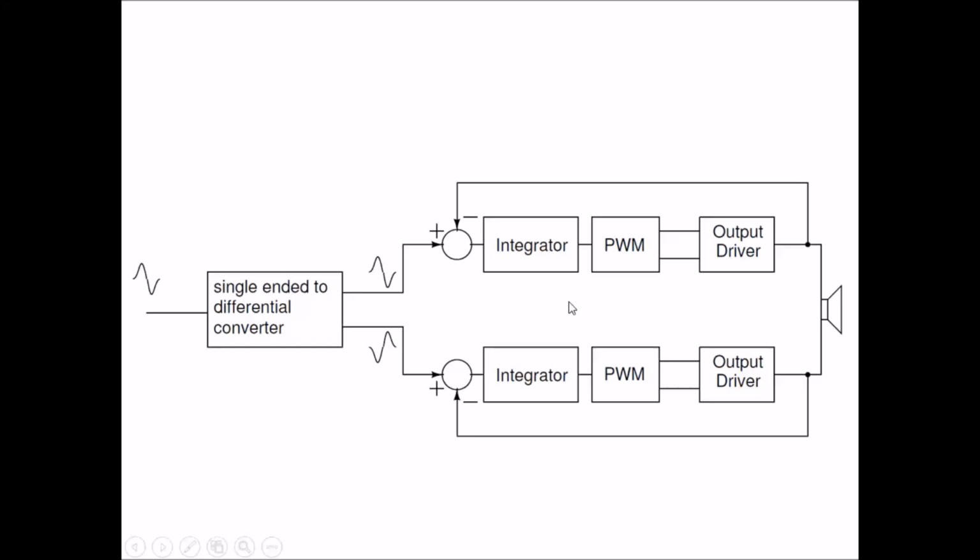The most important part to the operation of a Class D amplifier is the PWM block. PWM stands for pulse width modulation. This block generates a high frequency pulse whose duty cycle is directly proportional to the instantaneous amplitude of the input. The output driver consists of the switches which connect the load to either the supply or to the ground. The integrator is necessary for the closed loop operation.